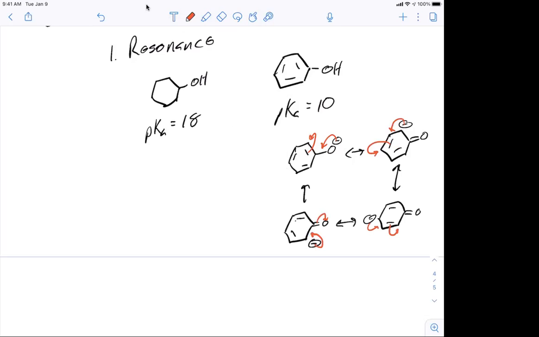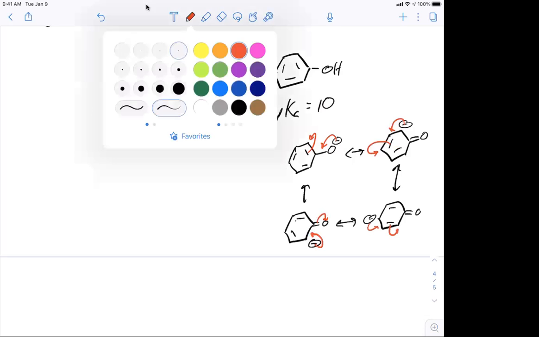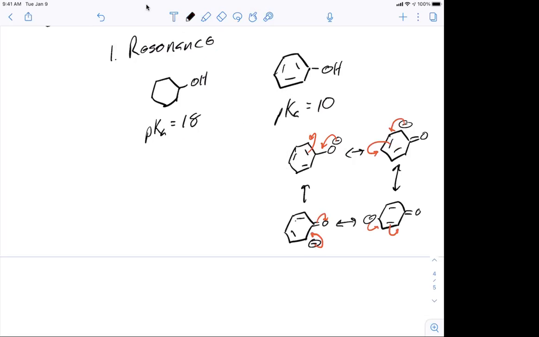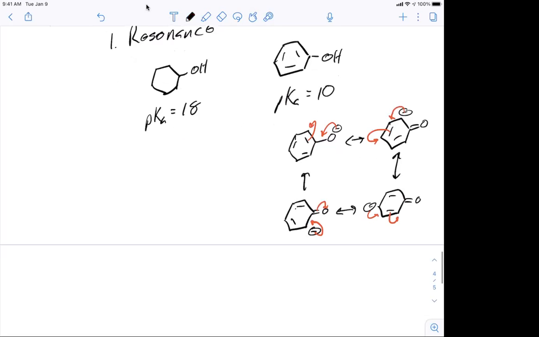So one thing we want to watch for is resonance. That'll tell us if something's going forward or backwards, right? So whether something is more or less stable than the other alcohol. Induction.